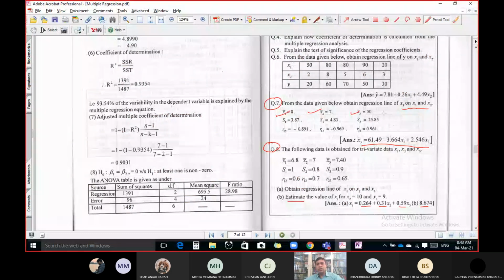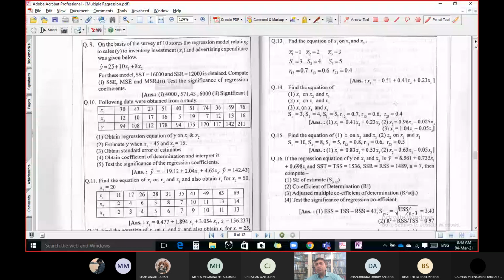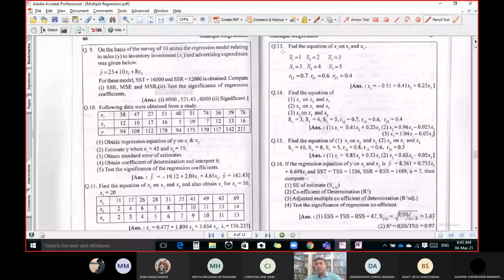So you can solve question numbers 13, 14. Now listen, in this 14, the values of x1 bar, x2 bar and x3 bar are not given. So listen carefully, when x1 bar, x2 bar and x3 bar are not given, you have to consider their values as 0. When it is not available, you have to consider it as 0. So for questions 14 and 15, you have to take those values as 0. So questions 13, 14, 15 you can try by yourself.